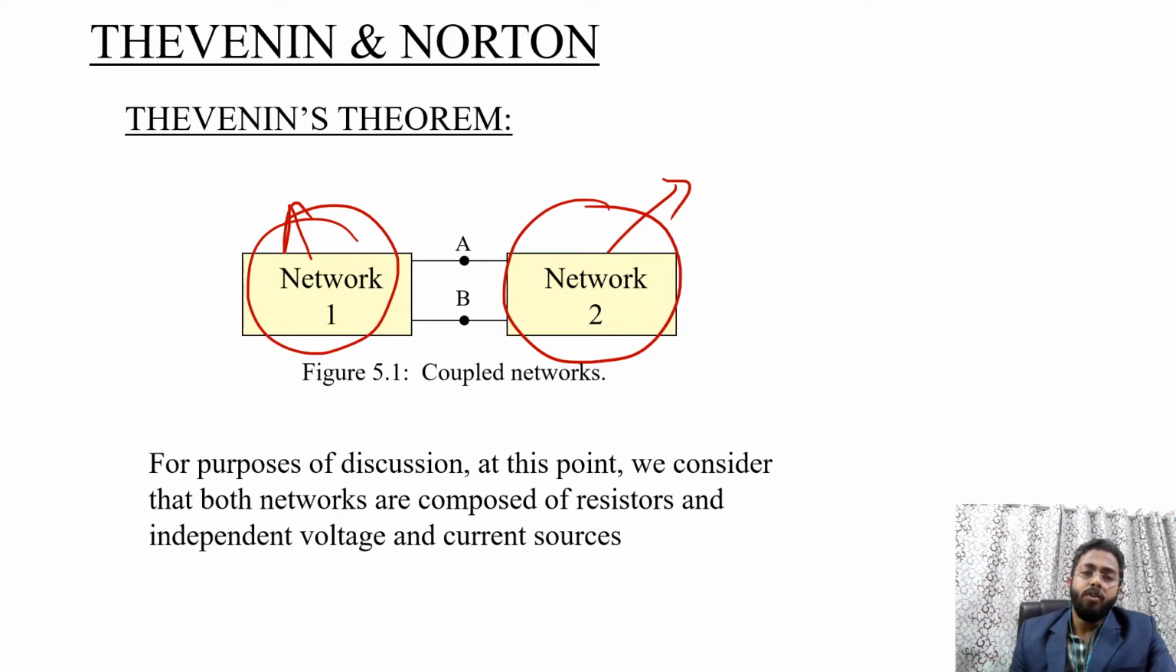So therefore, you can find out the amount of current flowing from network 1 to network 2 and the voltage drop between terminals A and B. So we have to simplify this circuit. Maybe network 2 is only a resistor connected to network 1, and we can consider that as a load.